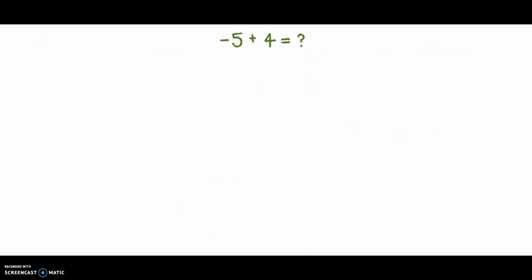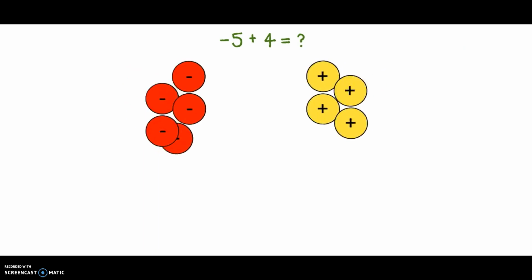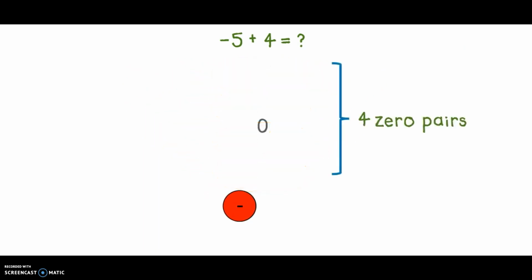Let's look at another example, negative 5 plus 4. We have 5 negative chips and 4 positive chips. When we combine them, we have 4 zero pairs and 1 negative chip left. Negative 5 plus 4 equals negative 1.